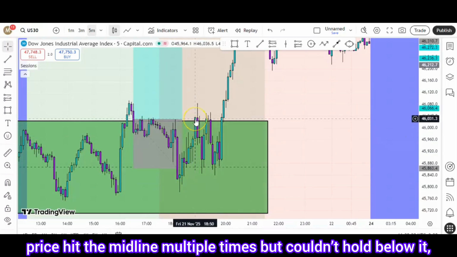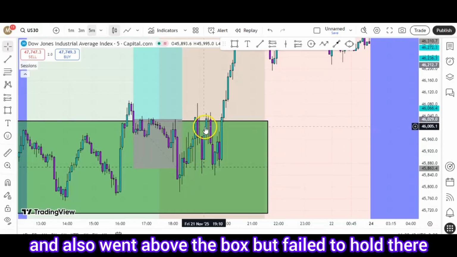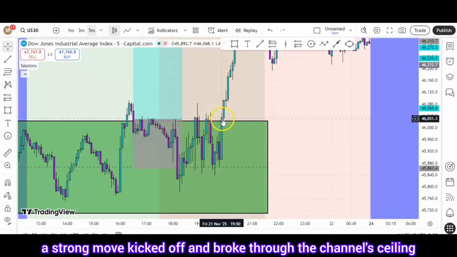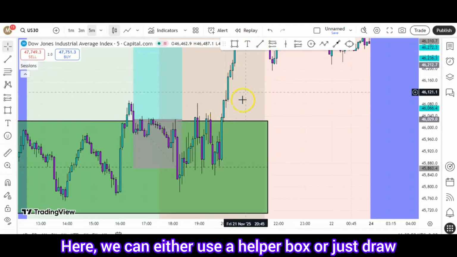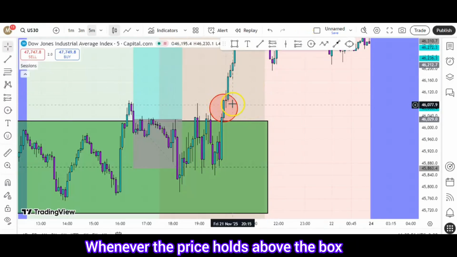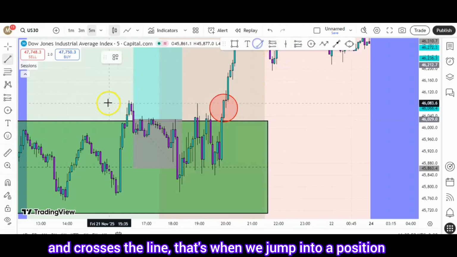Price hit the midline multiple times but couldn't hold below it, and also went above the box but failed to hold there. A strong move broke through the channel, selling. Here we can either use a helper box or just draw a horizontal line on the previous highs. Whenever the price holds above the box and crosses the line, that's when we jump into the position.